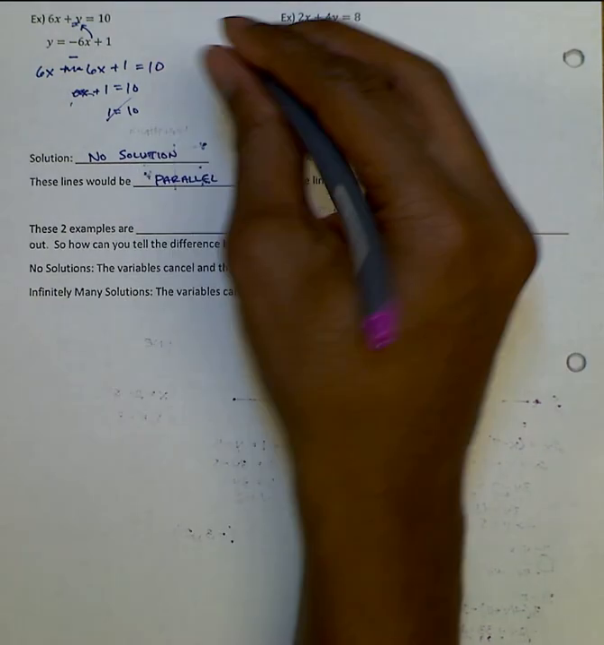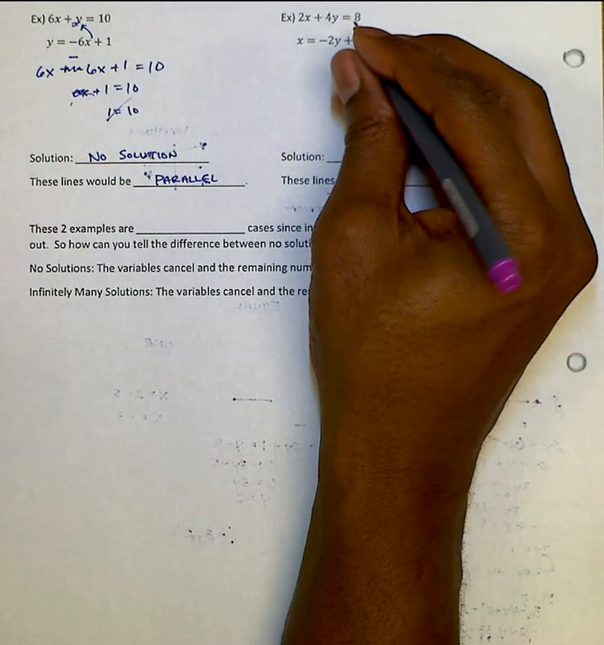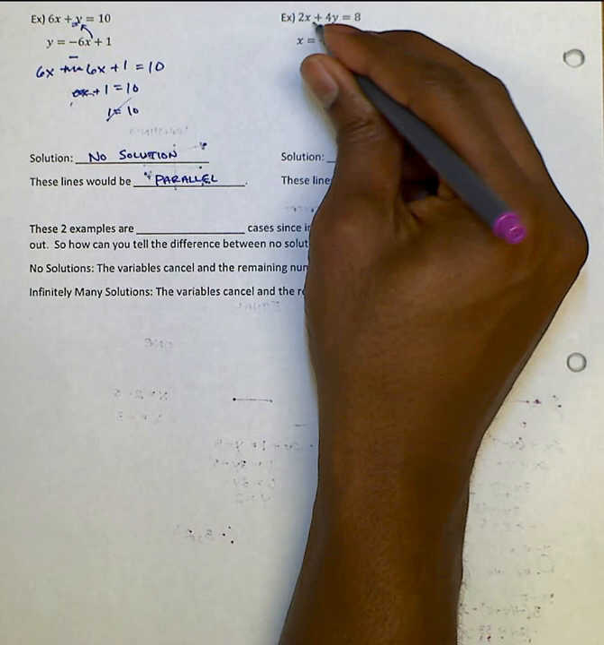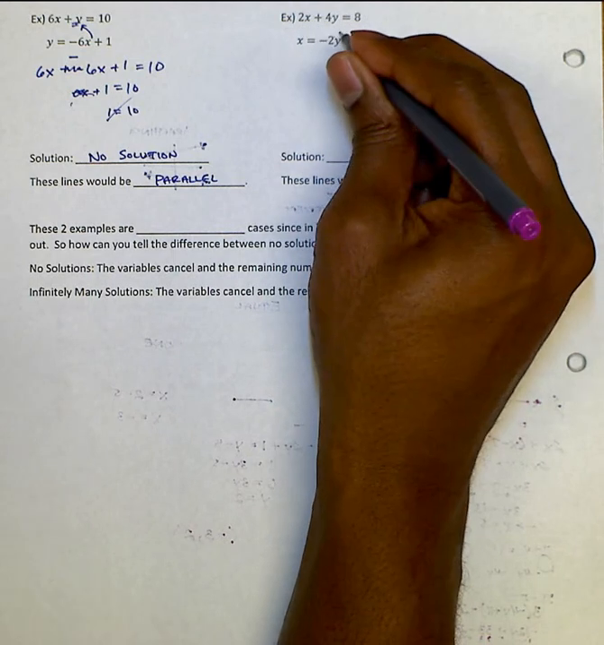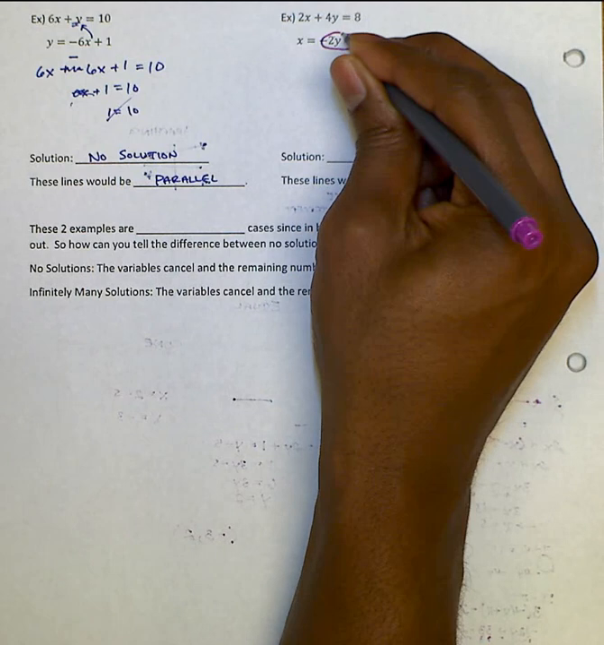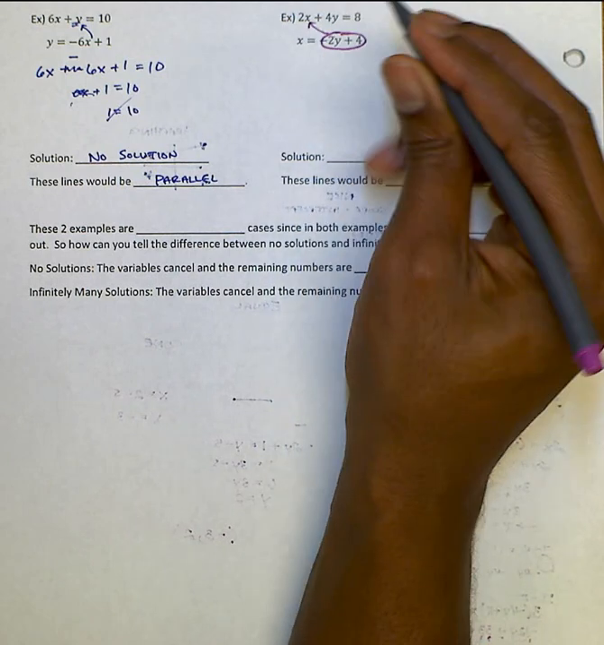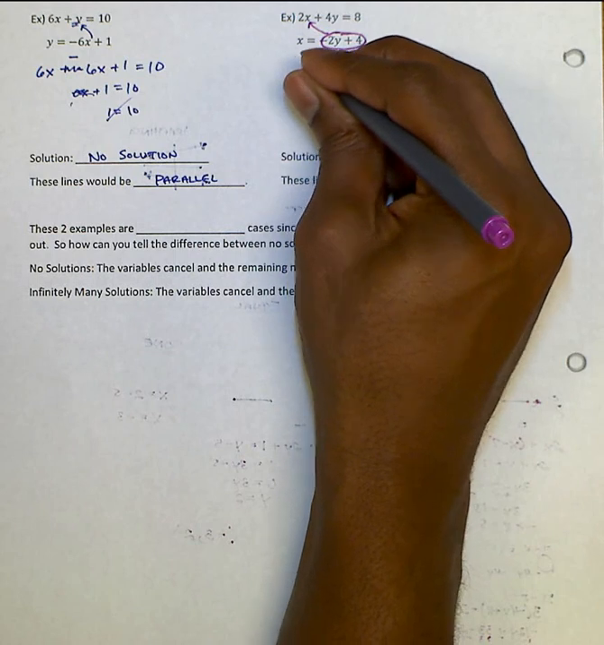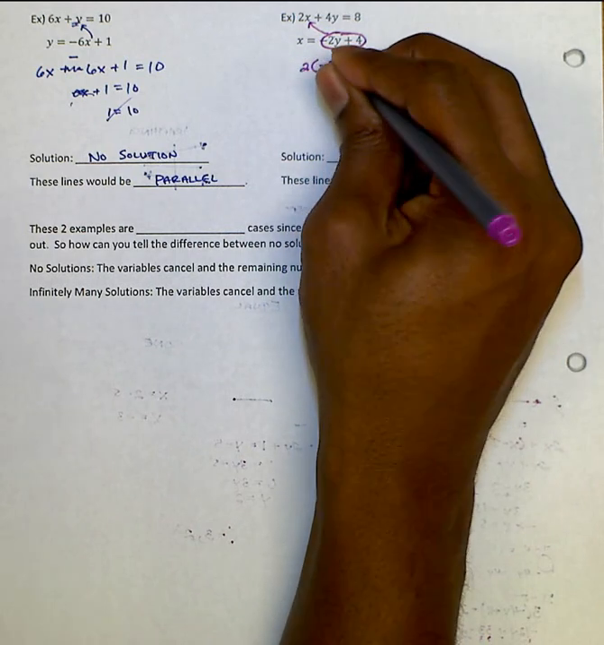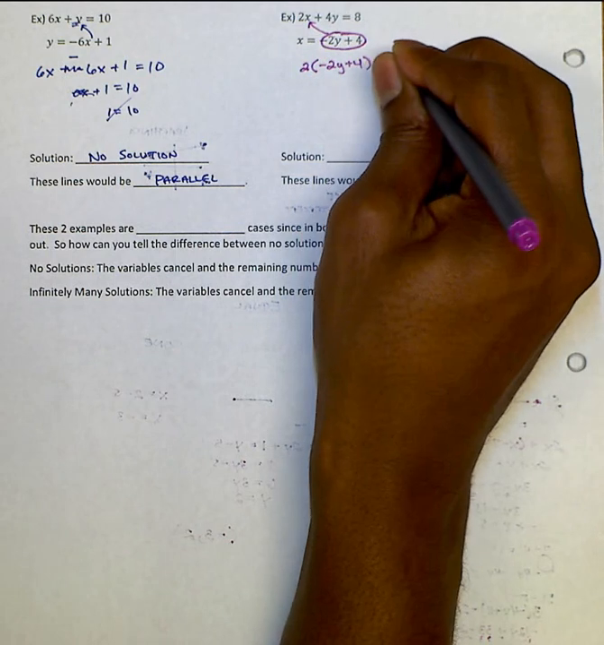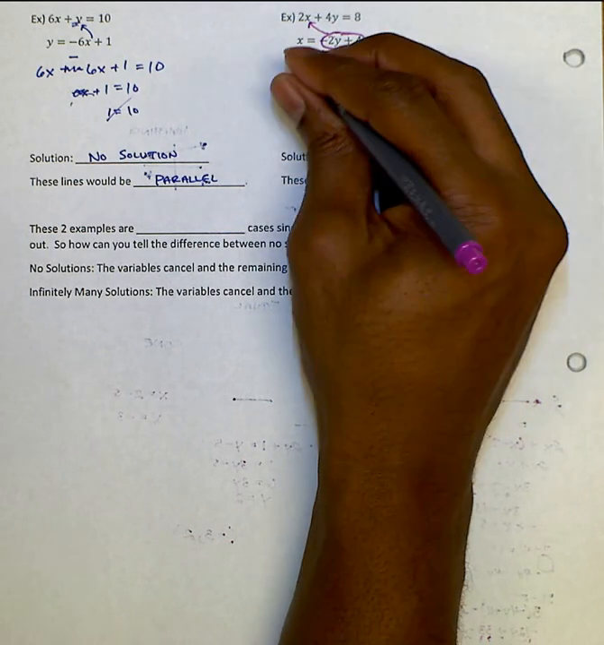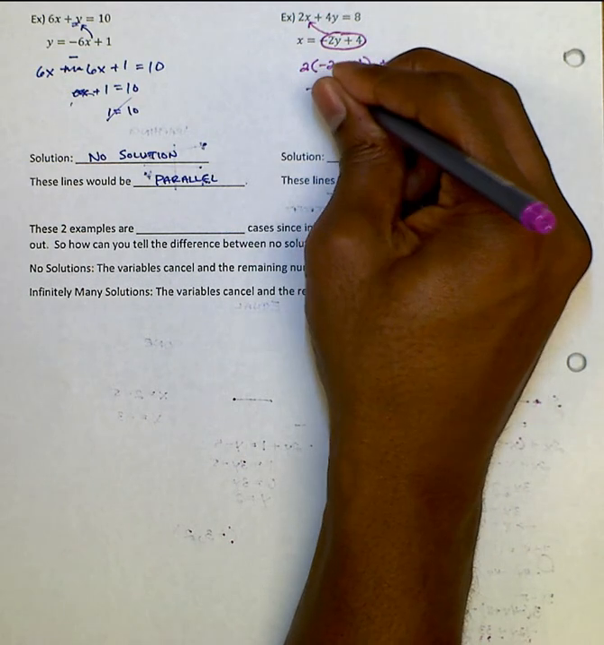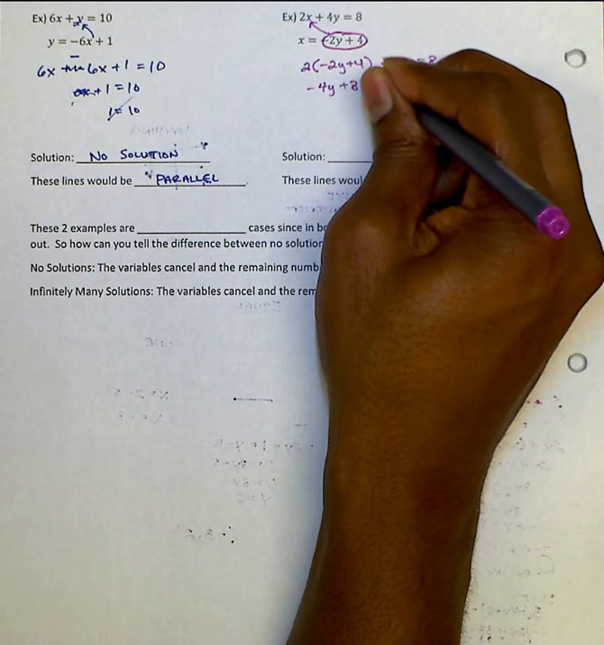Okay, we have 2x plus 4y equals 8 and x equals negative 2y plus 4. Again, I have x by itself in the second equation, so x is the same as negative 2y plus 4. So I'm going to substitute this in to the first equation for x. So now instead of saying 2x, I'm going to say 2 times negative 2y plus 4, plus 4y equals 8, because x is the same as negative 2y plus 4. I'll distribute: negative 4y plus 8 plus 4y equals 8.